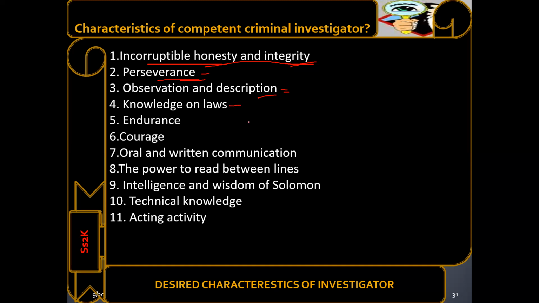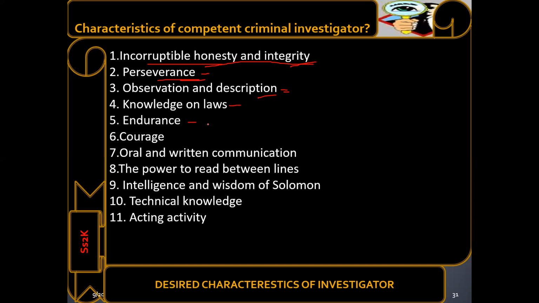Then we have knowledge on laws. The investigator should have a basic knowledge on legal matters so that you should be able to know what crime you should file in court, and to determine also whether there is a crime that was violated or not. You have also endurance, yun po yung sinasabi ninyo, lakas ng katawan, talas ng isipan, cobra energy drink, pag meron ka rito, wala kang talo.